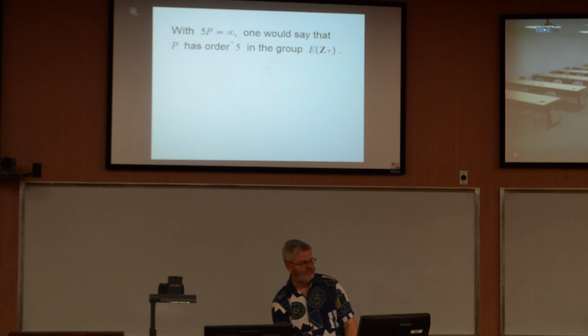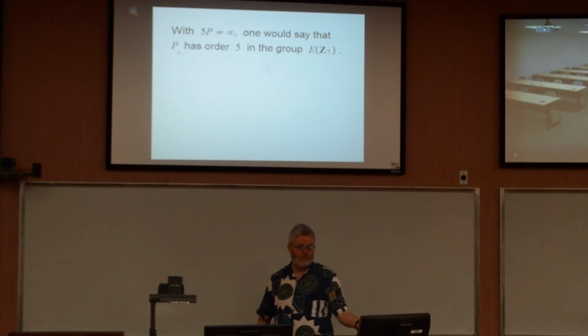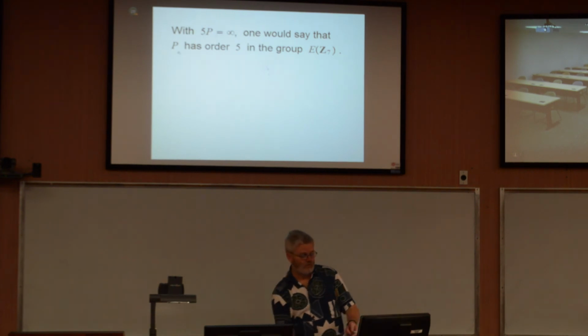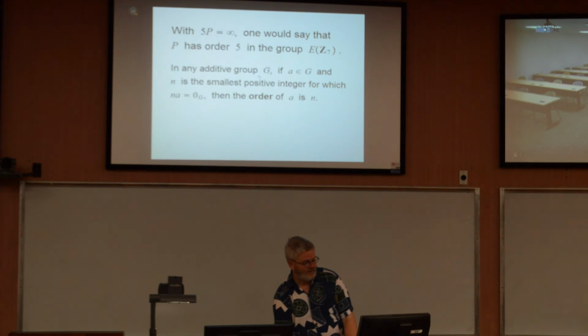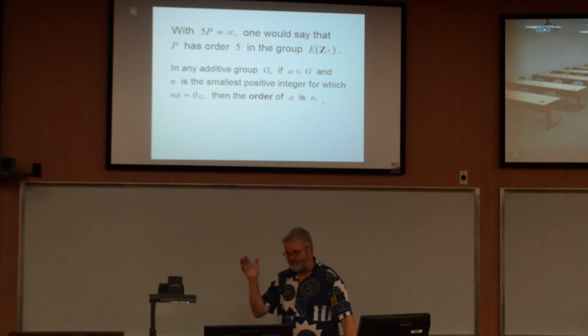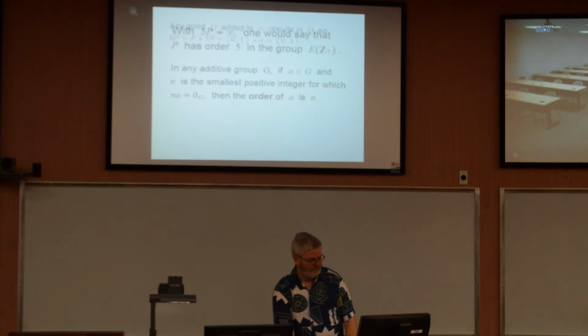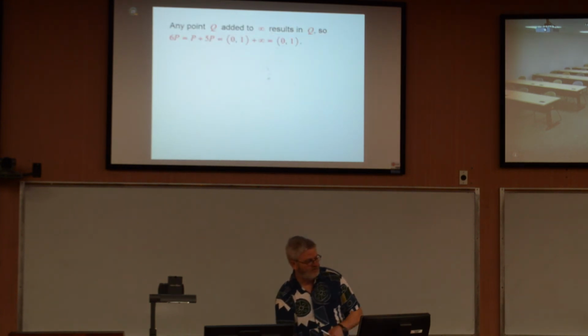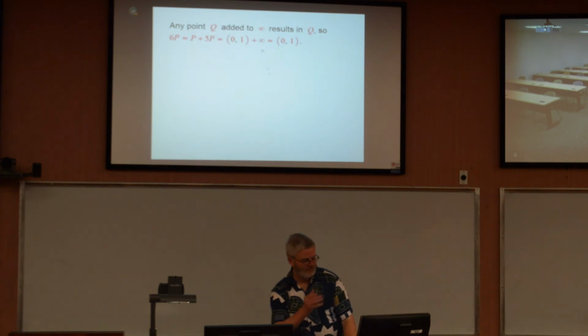So if 5P equals infinity, one would say that P has order 5 in that group, the elliptic curve group. In any additive group G, if A is in G and n is the smallest positive integer for which nA equals 0, then the order of A is n. That's a little bit different from the characteristic of a ring. Any point Q added to infinity results in Q. So 6P would be P plus 5P, P plus infinity, which just gives you the same point back.